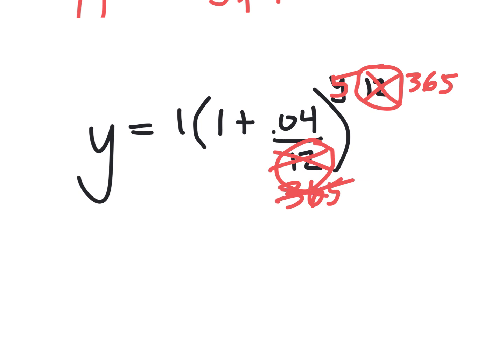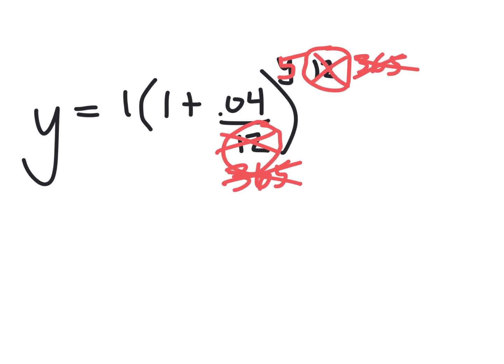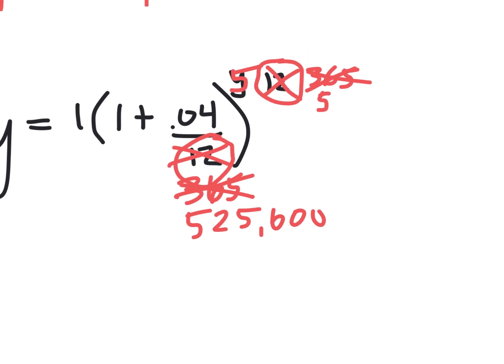Does anybody happen to know from the song in Rent how many minutes there are in a year? 525,600 minutes. So my point is that you have 525,600. You could compound this as many as every minute. You could compound every second.